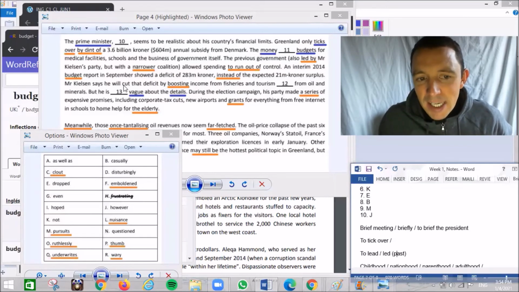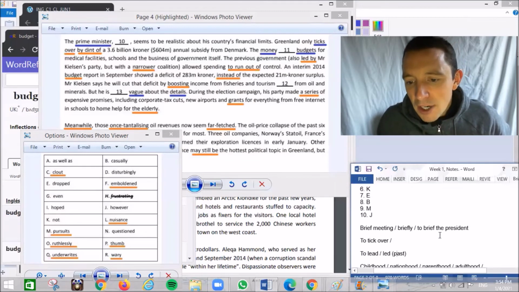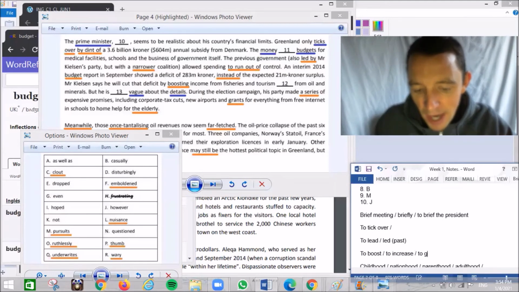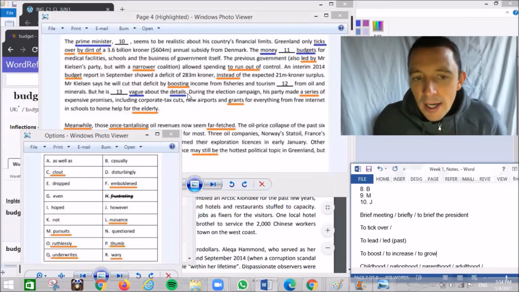Mr. Kielsen says he will cut that deficit by boosting. The verb is to boost, to increase. Okay, so in the text here, I will write the verb to boost is similar to increase. Maybe crecer, to grow, very similar. Boosting income from fisheries and tourism. Okay, so the context here is the sentence. Mr. Kielsen says he will cut that deficit by increasing income from fisheries and tourism, something from oil and minerals.